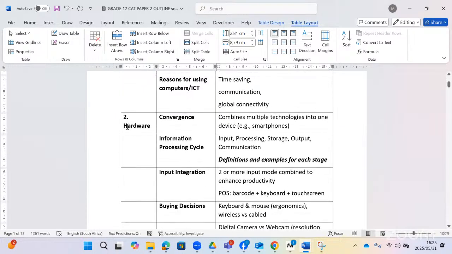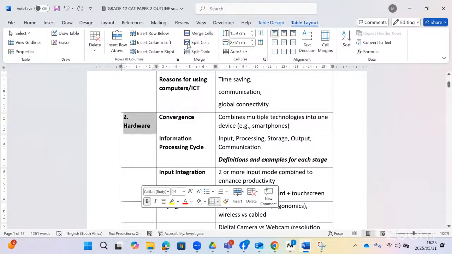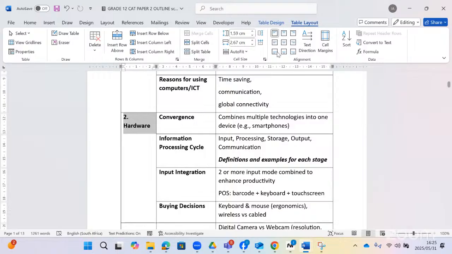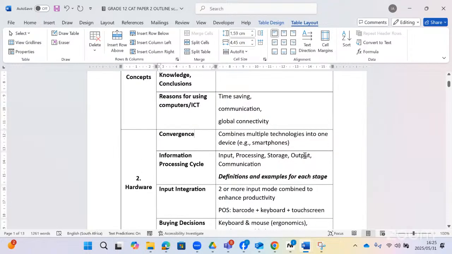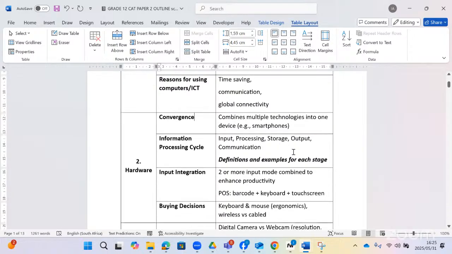Now, when we talk about hardware, which is also part of the system technologies, you must know convergence. That is combining multiple technologies into one device. Example, a smartphone. And then the information processing cycle, beginning from input, processing, storage, output, and communication. You need to know the definition for each phase.